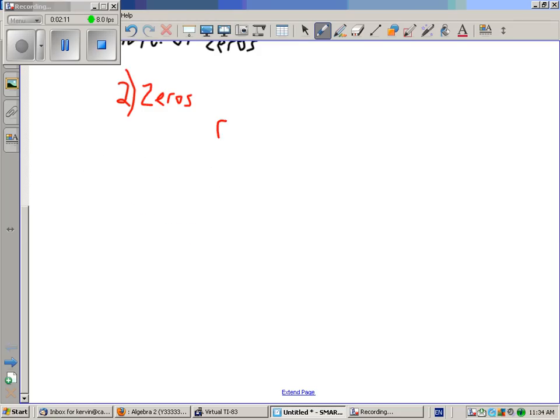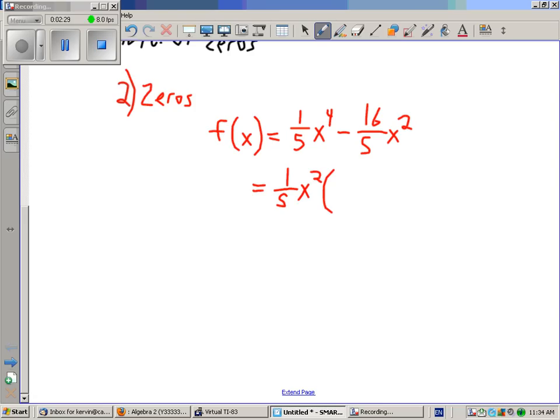We need to factor and find out what our zeros are. I'm going to rewrite it here since it's off the screen. F of x is equal to 1/5 x to the 4th minus 16 over 5 x squared. When we factor this out, first we need to pull out the greatest common factor. That's going to be 1/5 x squared. 1/5 x squared out of the first term is going to leave us with x squared. 1/5 x squared out of the second term is going to leave us with 16. Lo and behold, we have a difference of squares there. So we still have the 1/5 x squared, but over here we have x plus 4 and x minus 4.